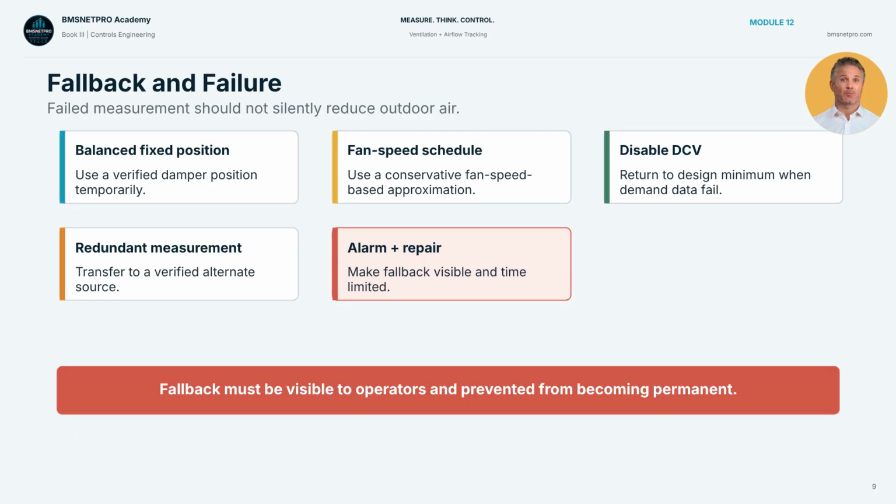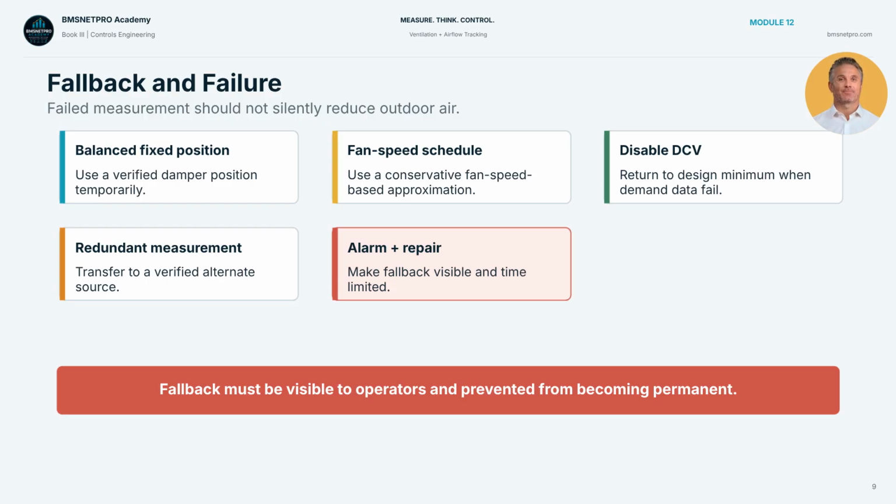When outdoor airflow measurement fails, the sequence needs a defined fallback. Options include a balanced fixed damper position, a conservative fan speed schedule, disabling DCV and returning to design minimum using redundant airflow measurement, and alarming for timely repair. The key is that fallback should not silently reduce ventilation. It should be visible to operators, time-limited, and included in commissioning tests.